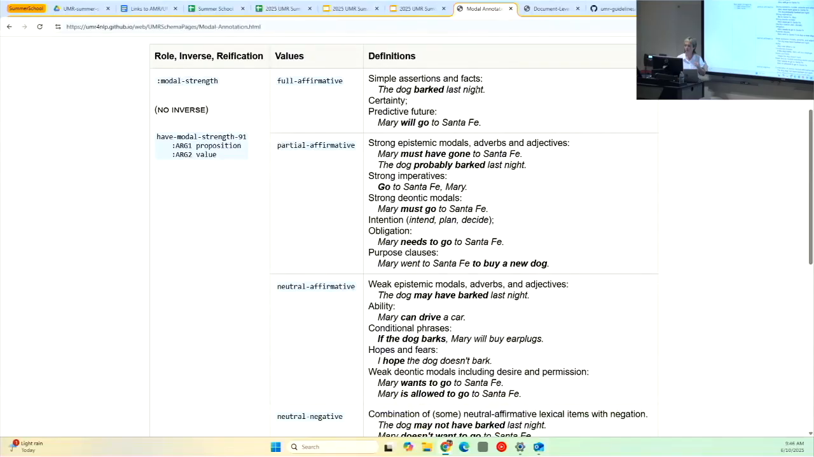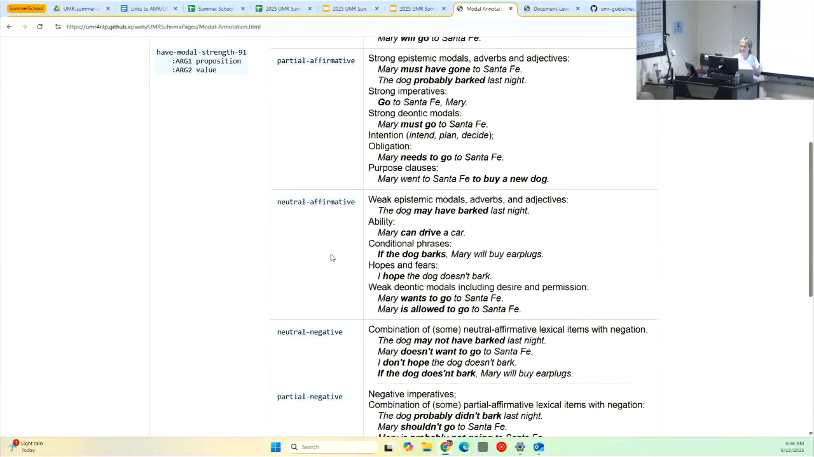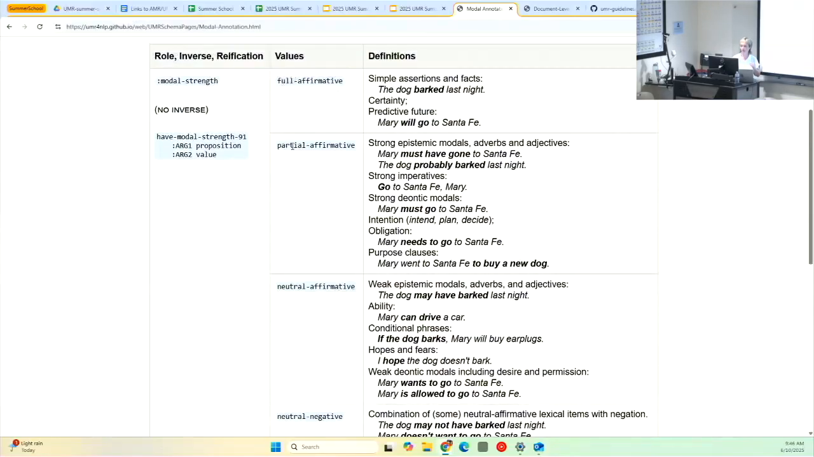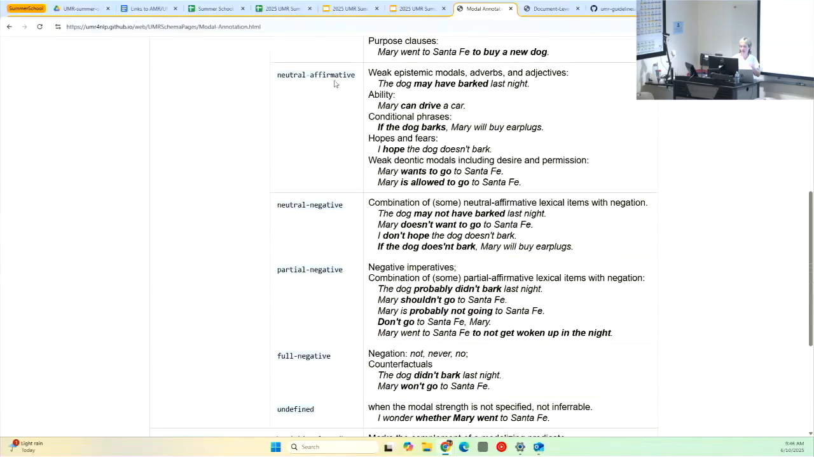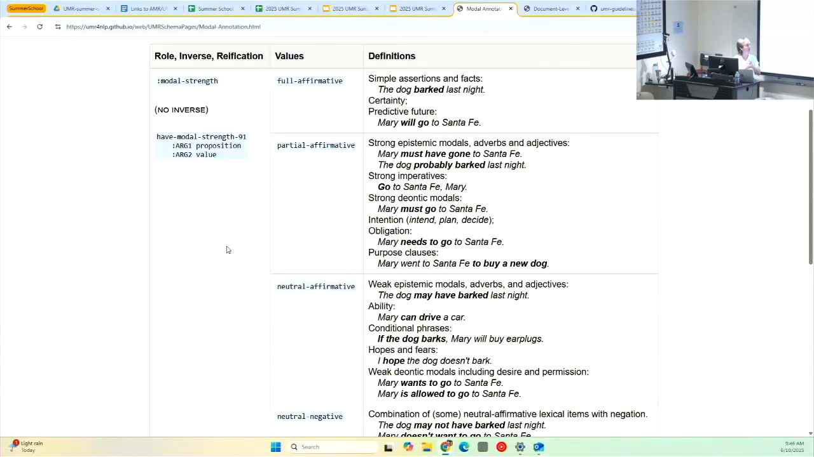The most important one is modal strength. So basically you have 6 different main values. You've got whole, partial, and neutral that can apply to both negative and affirmative polarities. And this is the primary place that you mark polarity. If you have an explicit polarity element like the word not, you also use a polarity negative role.